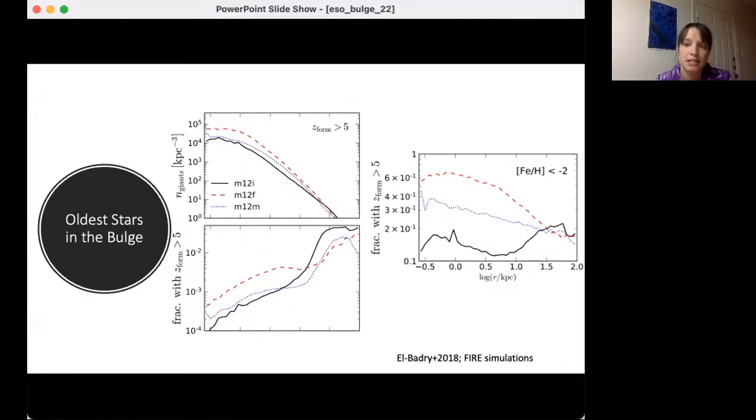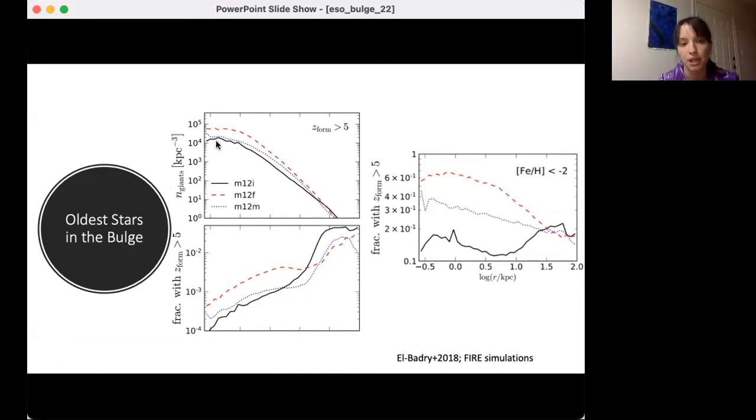One of the main reasons I'm really excited about the inner galaxy is because there are predictions from simulations that the oldest stars in our galaxy are primarily going to be in the center of the galaxy. Here, these three lines in each plot correspond to three different simulations from the FIRE simulations, Milky Way-like simulations, the Latte suite.